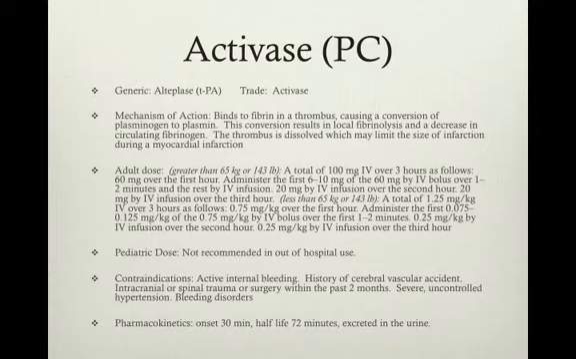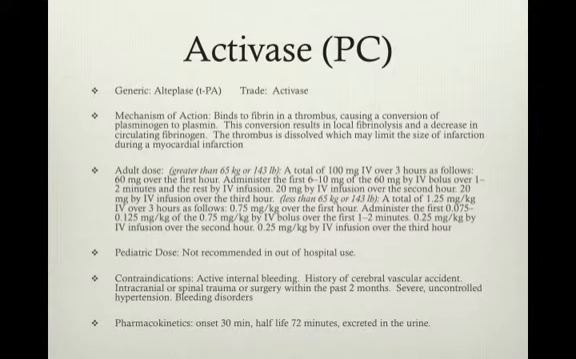Adult dose on this, total of 100 milligrams IV over 3 hours, and we've discussed this before. 60 milligrams over the first hour is one way to do it. Administer the first 6 to 10 milligrams of the 60 milligram IV bolus over 1 to 2 minutes, and the rest in that hour. 20 milligrams by IV infusion over the second hour, and then the other 20 milligrams by IV infusion in the third hour.